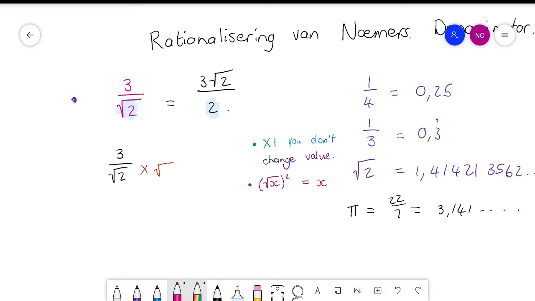So if I times that by square root of 2, do you agree? Then in the denominator it will give me a value of 2.